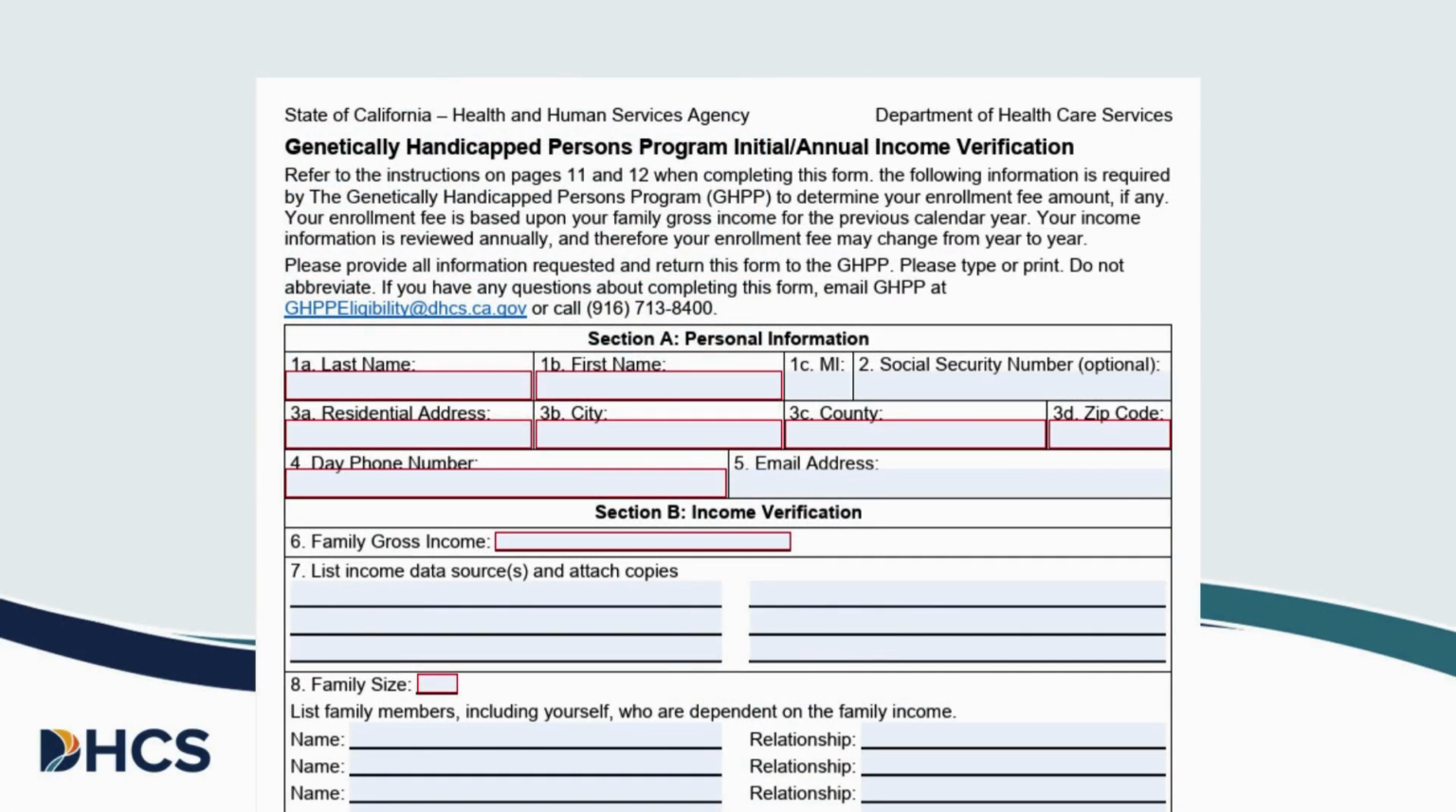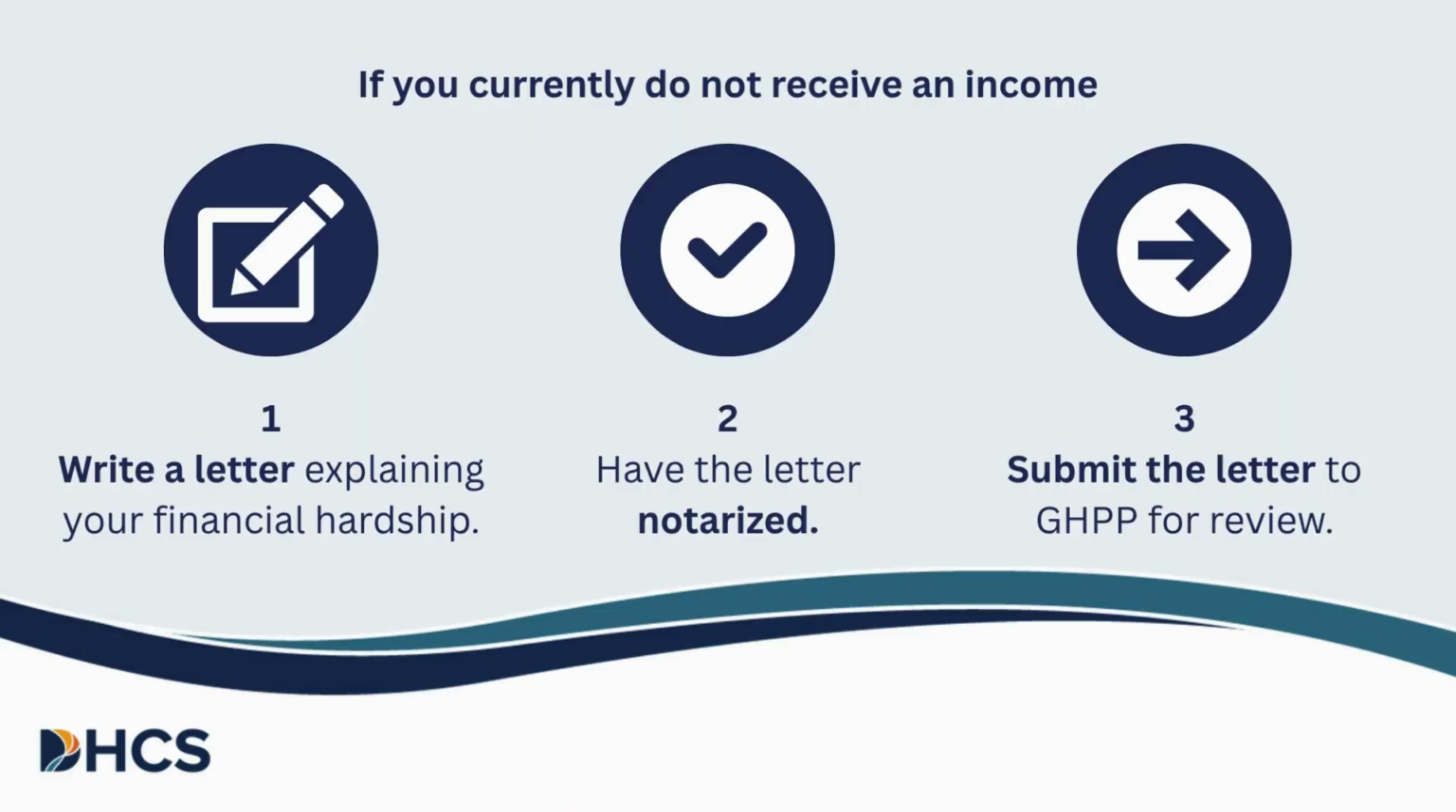If you currently receive no income at all and are completely supported by other individuals, such as other family or friends, and are also not listed as a dependent on another's tax returns, then you may include a letter describing your hardship and the source of your support, and this letter must be notarized. The GHPP team will review your letter and determine if your financial hardship warrants a waiver or reduction in fees. If the financial documentation you provide is unclear or incomplete, the GHPP team may request additional supporting income verification. This may result in a delay of your application approval.